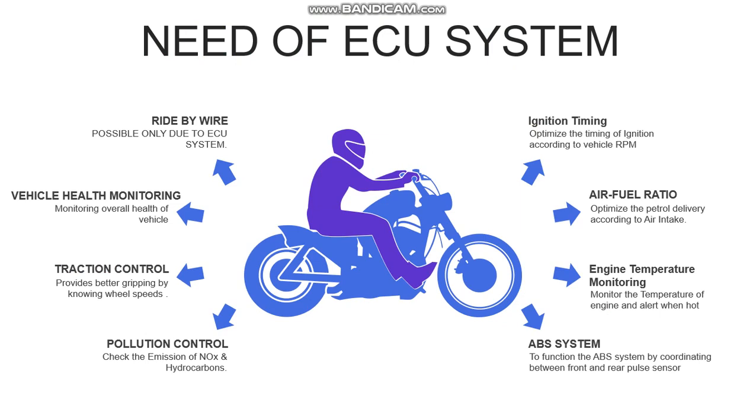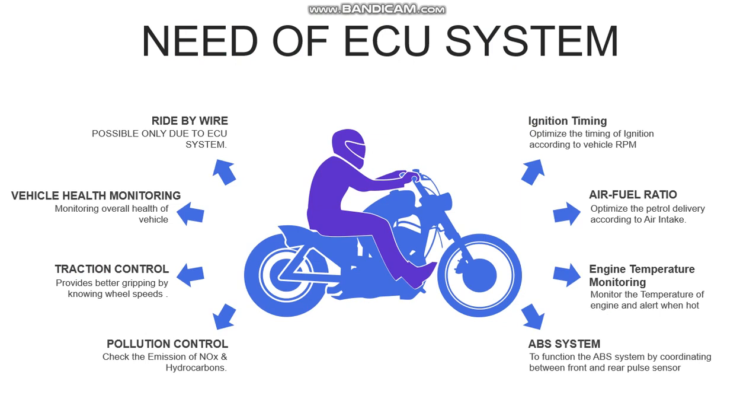Now, what is the need of the ECU system? Why is the ECU system needed in the motorcycle? First, to control the ignition timing. We just saw how the ECU controls the ignition timing; it optimizes the timing of ignition according to vehicle RPM. Second is the air fuel ratio. It optimizes the petrol delivery according to the air intake. It controls the fuel according to the intake of the air.